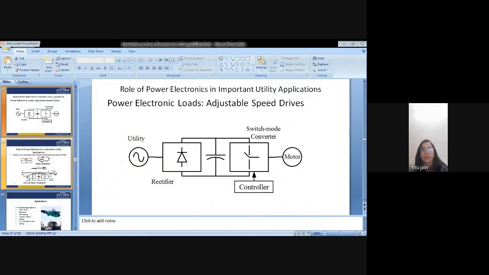Okay, then the switched mode converter or controller. After the capacitor, a controller is connected in parallel with the capacitor, which controls your voltage. And this controlling device controls your motor speed. So this is another application of your power electronic devices.